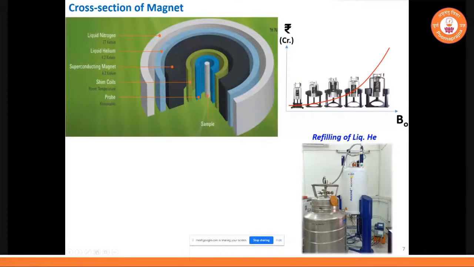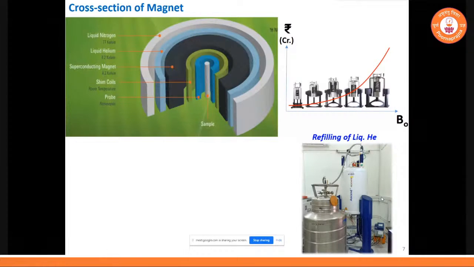So this magnet will consume almost 100 liters of liquid helium, and in a year we have to fill it twice. And liquid helium is not a cheap commodity. One liter of liquid helium will cost 2,500 rupees. So now you just calculate the cost. And every week we have to fill liquid nitrogen. This magnet consumes around 3,000 liters of liquid nitrogen in a year.